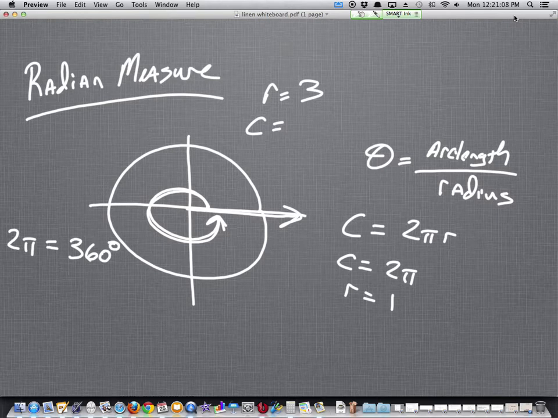If I plug 3 in here, what does that give me? 6 pi. But radian measure is when I take the arc length over the radius. So my arc length is 6 pi. My radius is 3, and what does this reduce to again? 2 pi. So that means when I go all the way around, no matter what the size of my radius is, that angle measure in radians is always going to be 2 pi.